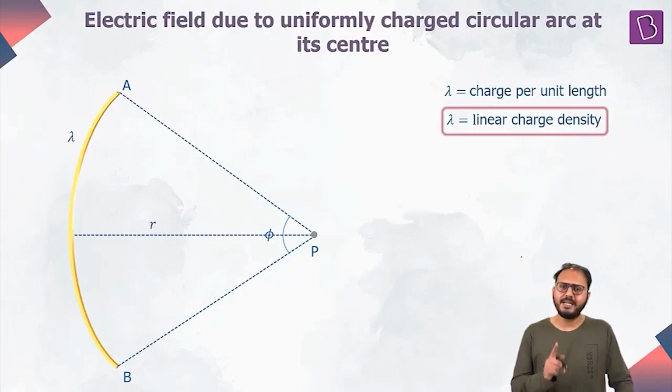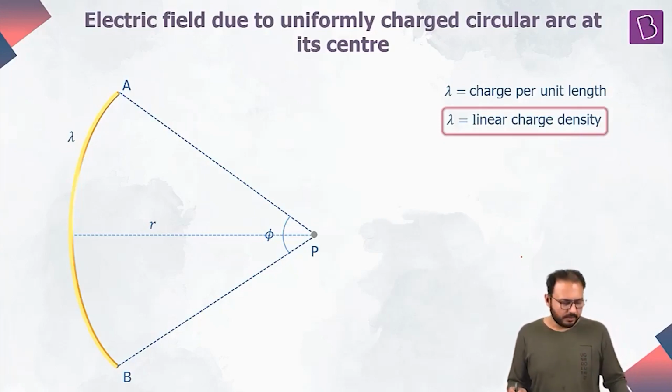Note the total angle subtended by the entire arc is phi. That's why I've written the phi in the middle line, because it's the total angle. Okay. Lambda is the linear charge density. Fair enough. What do I do?